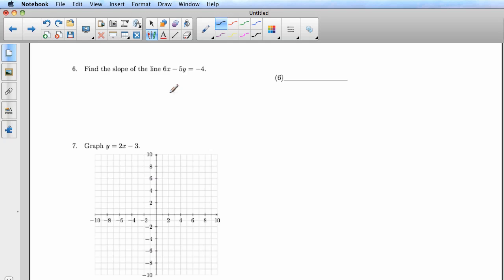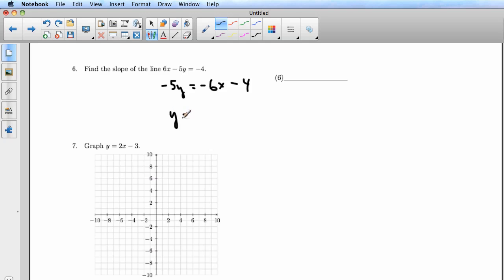So we have to be careful here, but we're trying to solve this for y. I'm going to subtract 6x from both sides first. I'll think of that as adding negative 6x to both sides. I'm going to do it that way so I have my x first and my non-x second, because I know that's what my slope-intercept form is going to look like. Then I'm going to multiply both sides by negative 1/5.